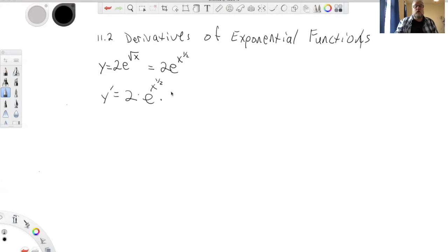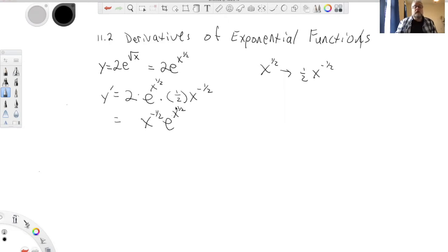Derivative of x to the 1/2 would be 1/2 x to the minus 1/2, right? So this would be one-half x to the minus 1/2. And these two will cancel, the 1/2 and the 2, and we'll end up with x to the minus 1/2 e to the x to the 1/2. Oops. Yeah, that's right.